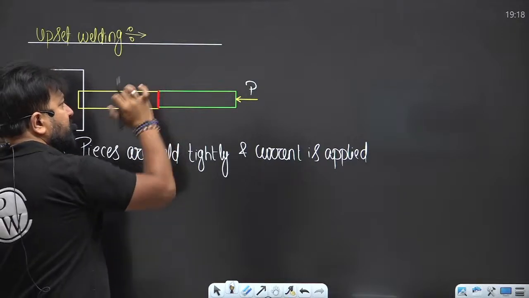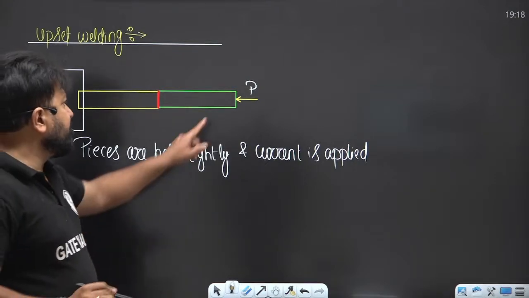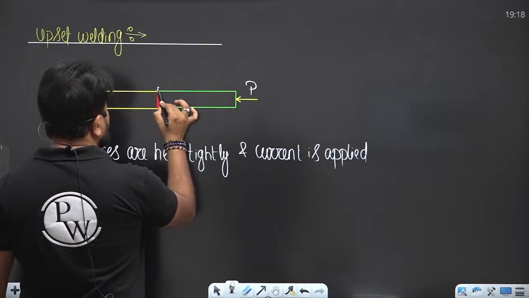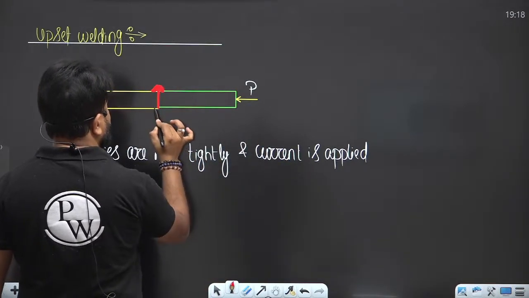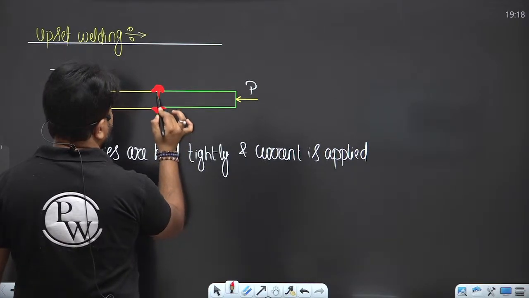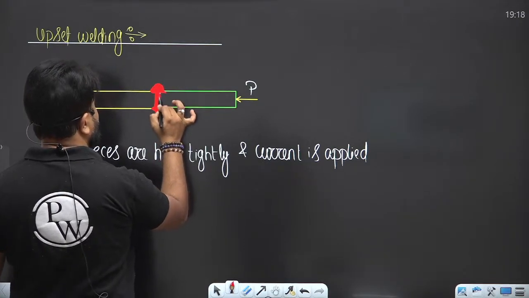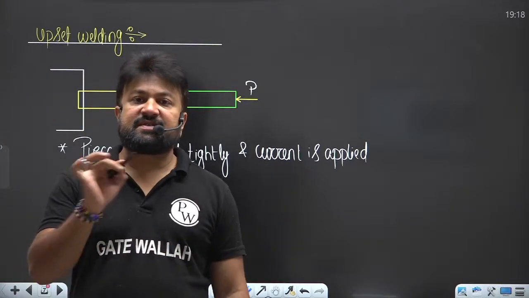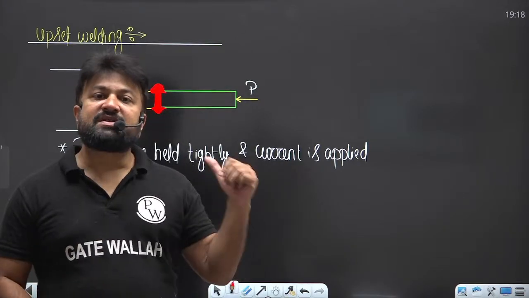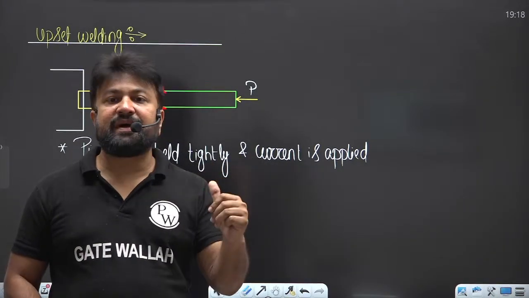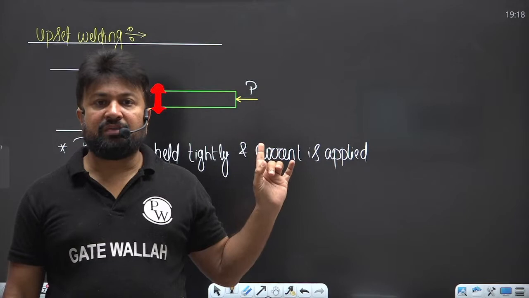Because of the pressure, what is going to happen? This zone is going to heat up, right? Because of the pressure, this metal will go in the outward direction. Are you getting my point? Okay, so due to pressure, the joint gets slightly upset. That's why its name is upset welding.